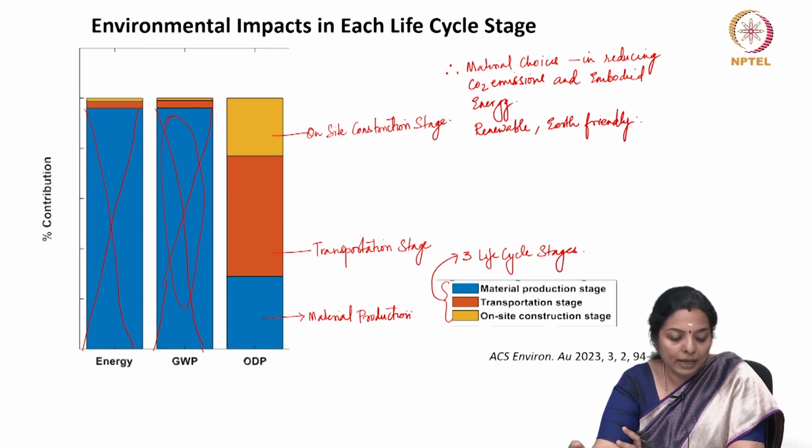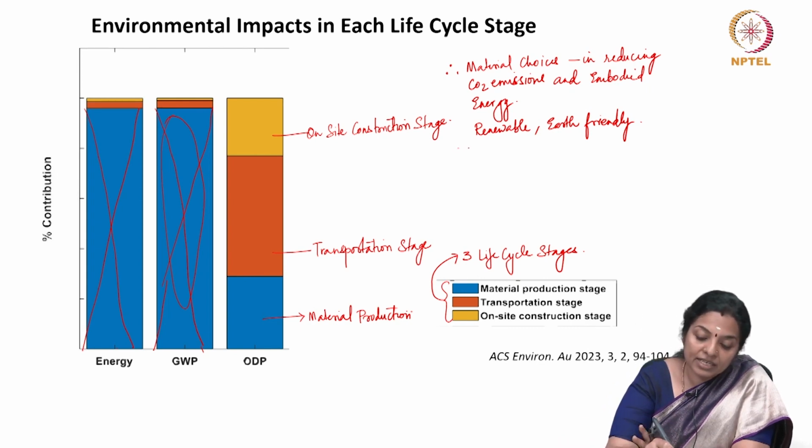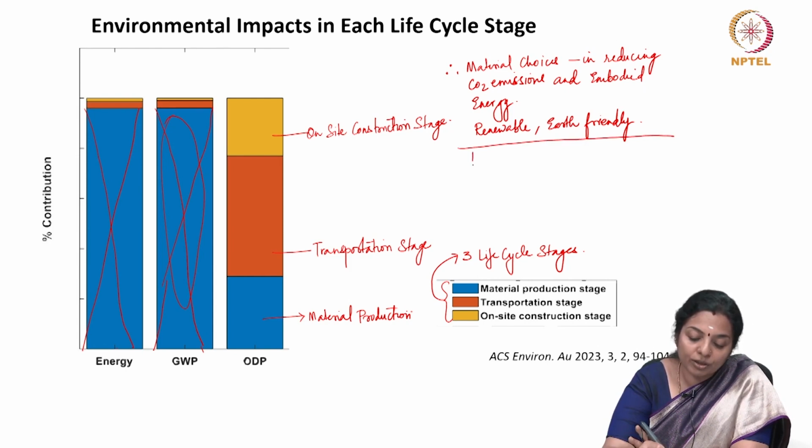Now also what happens is, when it comes to the ozone depletion, the transportation stage also contributes equally high. See, the transportation stage contributes about 48%. Why does that happen? This is due to the high use of diesel for transporting the building materials to the site. Hence, it becomes very important to choose locally available building materials.